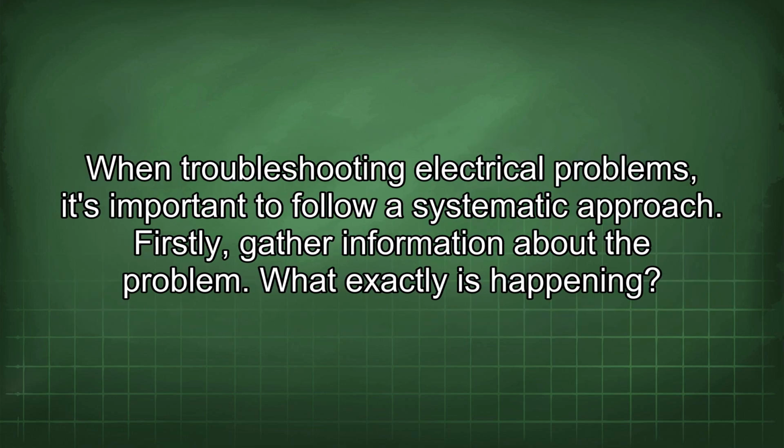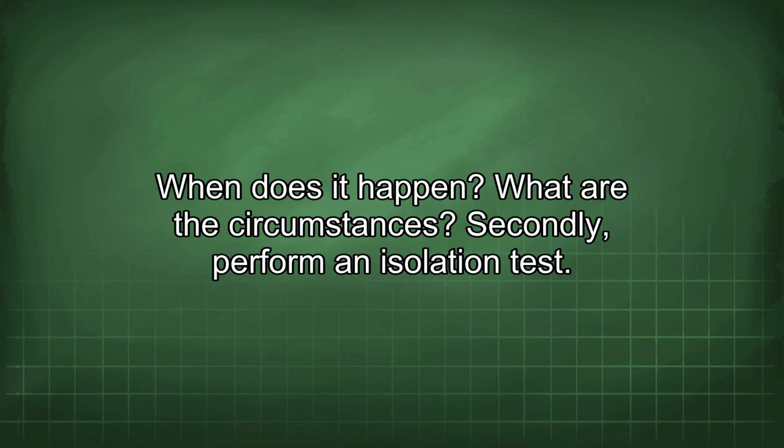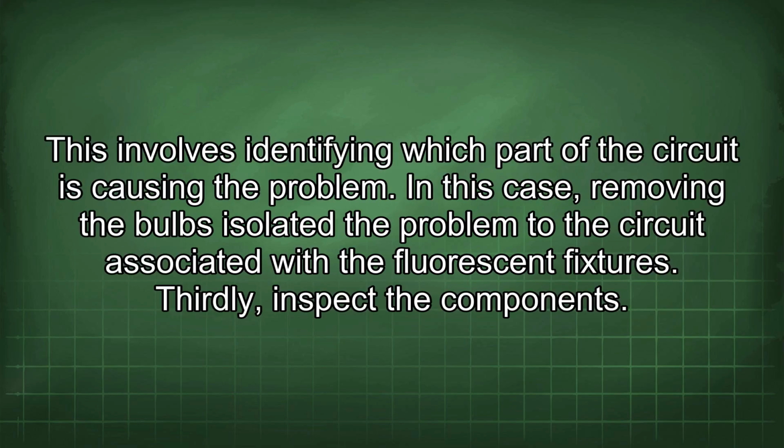When troubleshooting electrical problems, it's important to follow a systematic approach. Firstly, gather information about the problem. What exactly is happening? When does it happen? What are the circumstances? Secondly, perform an isolation test. This involves identifying which part of the circuit is causing the problem. In this case, removing the bulbs isolated the problem to the circuit associated with the fluorescent fixtures.